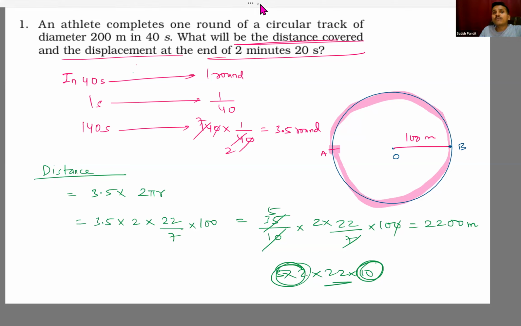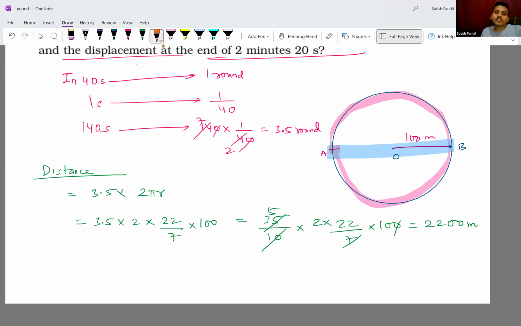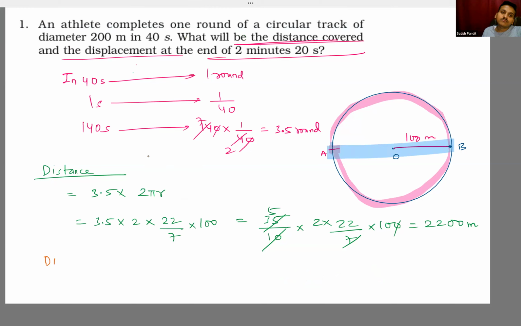And what will be the displacement of the farmer? Displacement of the farmer is the shortest distance between the initial point and the final point. Initial point is this, final point is this, shortest is this. The shortest distance is the diameter actually. Sorry, let's reduce the size, it's actually very big. Why? Because the initial point is A and the final point is B, so it is the diameter. Clear or not clear, everyone? Yes? Fine. I'll give you a few more questions.